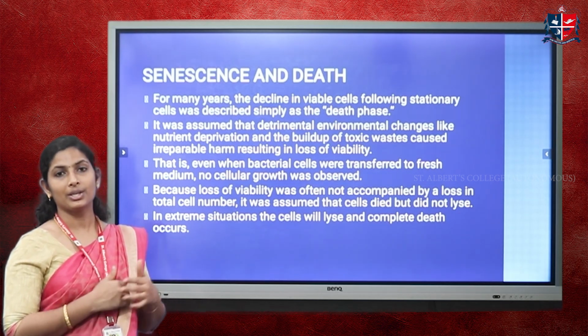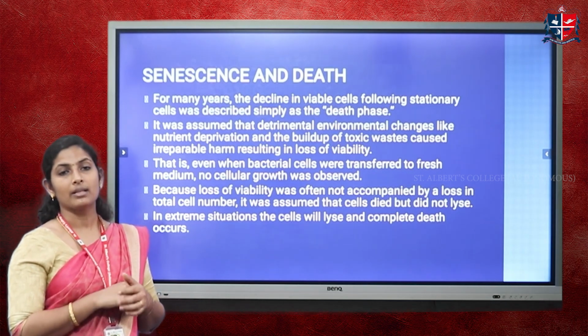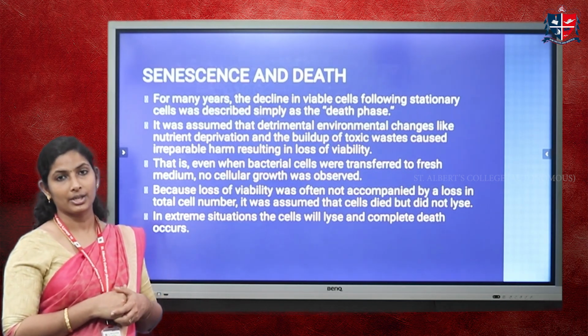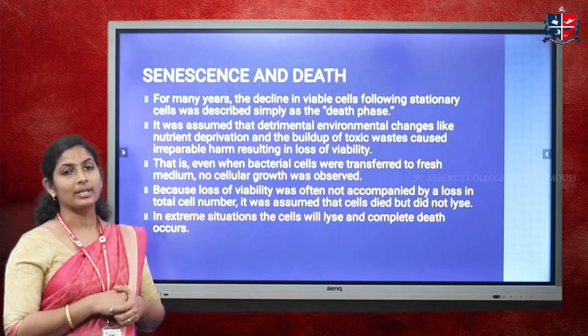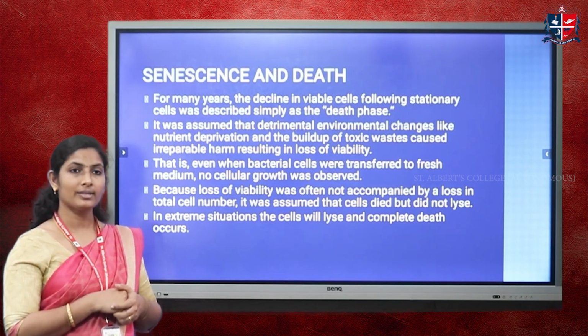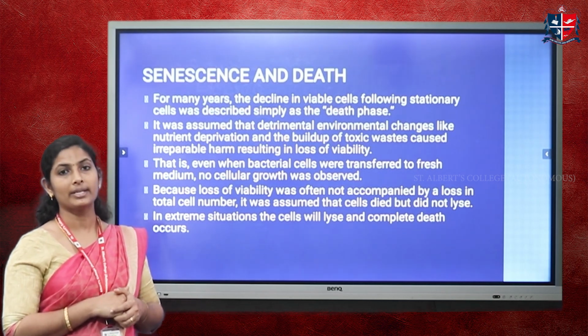So it can be divided into senescence and death. Both are different terms. Senescence means the bacteria remain in a dormant or quiescent stage. Here the cells are metabolically active, but they are not dividing. The cells undergoing senescence can be of two types: viable cells and non-viable cells.